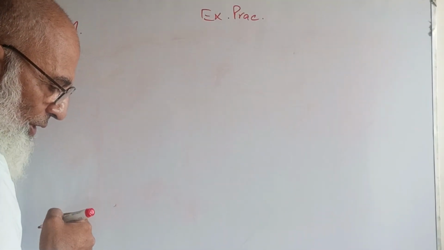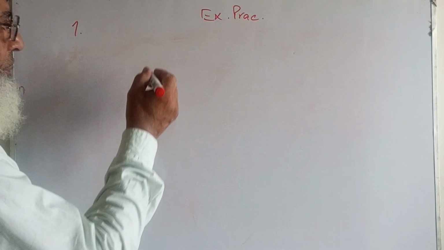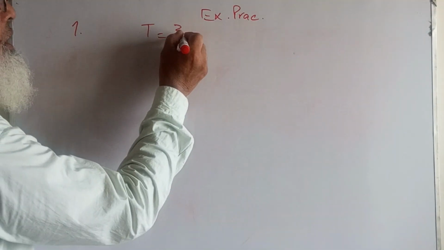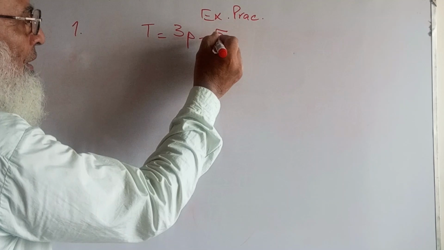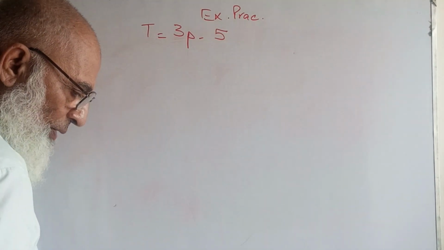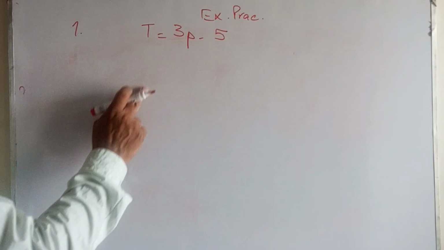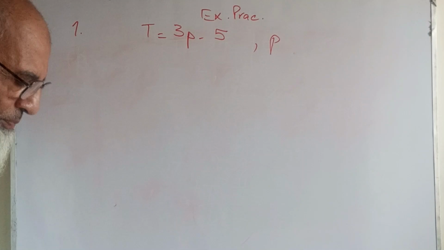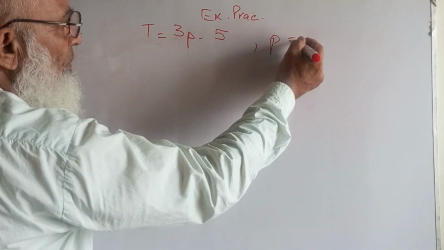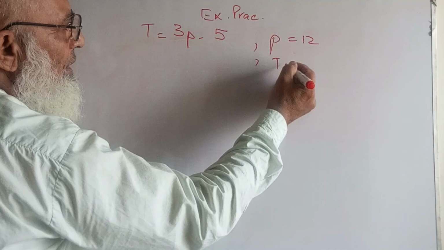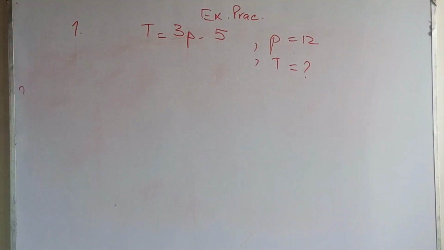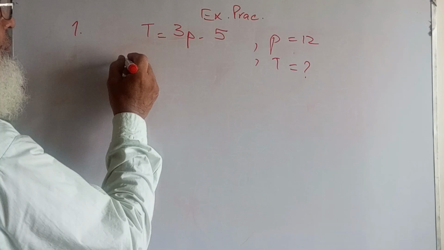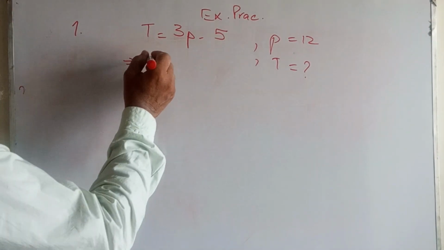Given that t is equal to 3p minus 5, I have to calculate t when p is given. Now p is given and p is 12. It is a very simple question, and what I have to find is t. As you know it is a very easy question, so let me do it in just 2 or 3 steps.